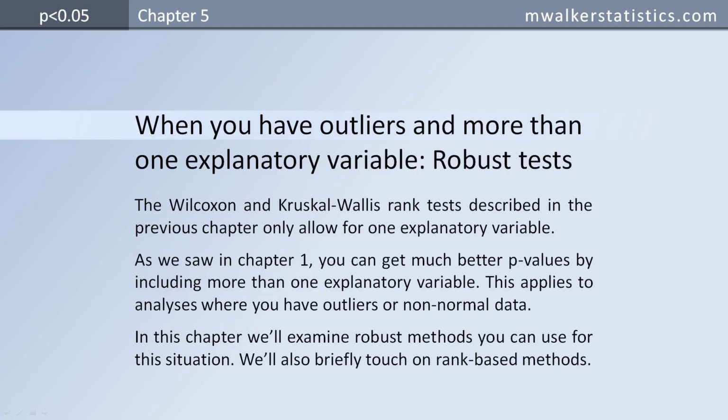The Wilcoxon and Kruskal-Wallis rank tests, described in the previous chapter, only allow for one explanatory variable. As we saw in Chapter 1, you can get much better p-values by including more than one explanatory variable. This applies to analyses where you have outliers or non-normal data. In this chapter, we'll examine robust methods you can use for this situation. We'll also briefly touch on rank-based methods.